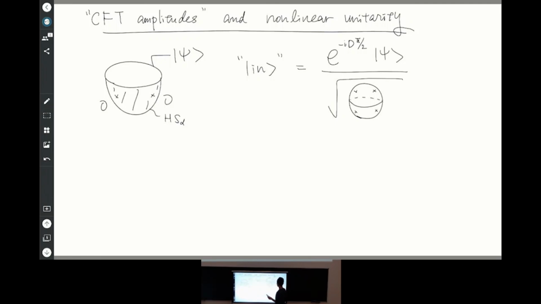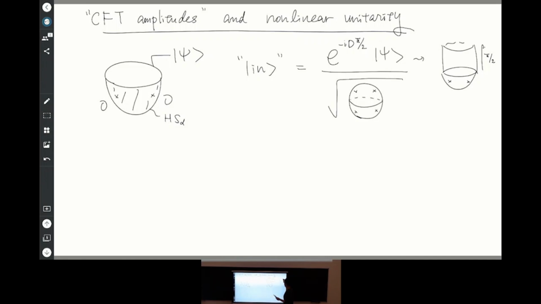And pictorially, this basically corresponds to you constructing this state. And then here you have a state living on the equator, which is S^(D-1). And then you are doing the time evolution using the radial quantization Hamiltonian by pi over 2.